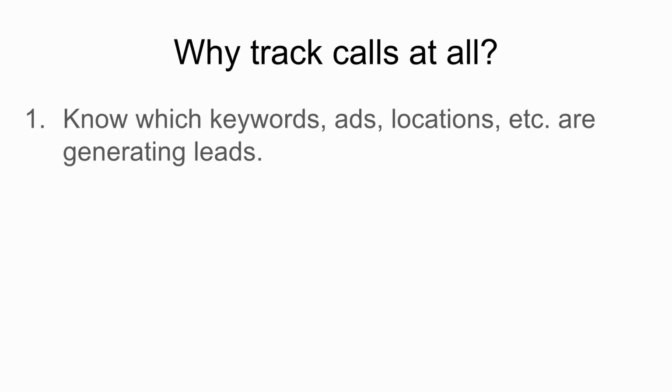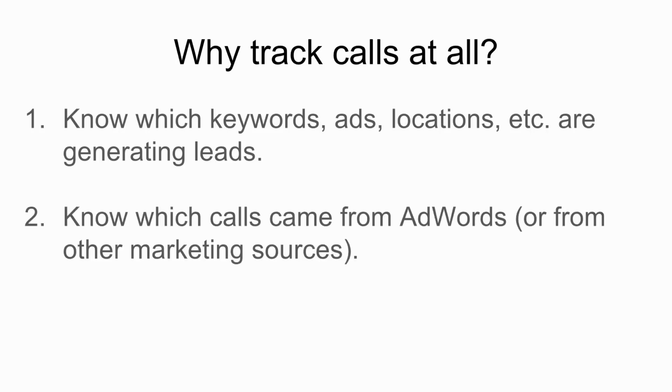So if you see a certain location, if you see a certain age or gender demographic, if you see a certain ad that is generating more calls for you, well, then you'll know that you can put more money towards those things in your campaign. That's how you optimize your campaign, is by tracking these conversions.